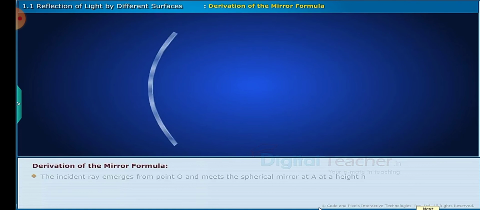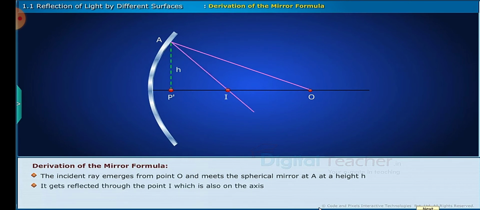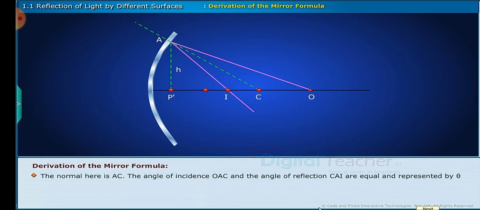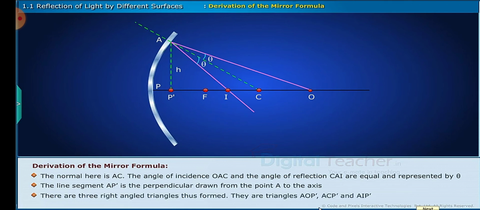Derivation of the mirror formula. The incident ray emerges from point O and meets the spherical mirror at A at a height h. It gets reflected through the point I, which is also on the axis. The normal here is AC. The angle of incidence OAC and the angle of reflection CAI are equal and represented by theta. The line segment AP' is the perpendicular drawn from the point A to the axis. There are three right-angled triangles thus formed. They are triangles AOP', ACP', and AIP'. Let the incident ray OA, normal AC and reflected ray AI make angles alpha, beta, and gamma respectively.